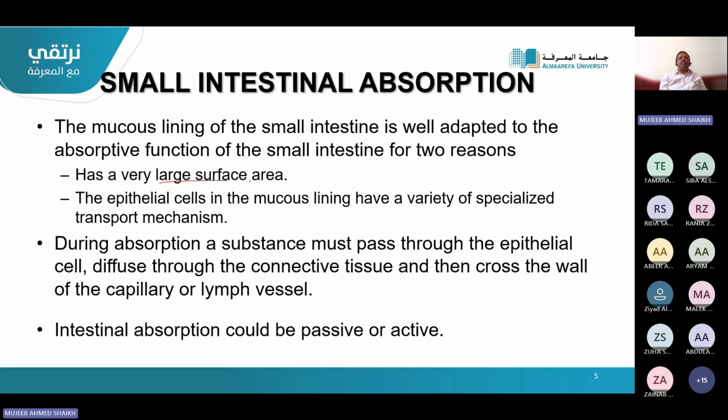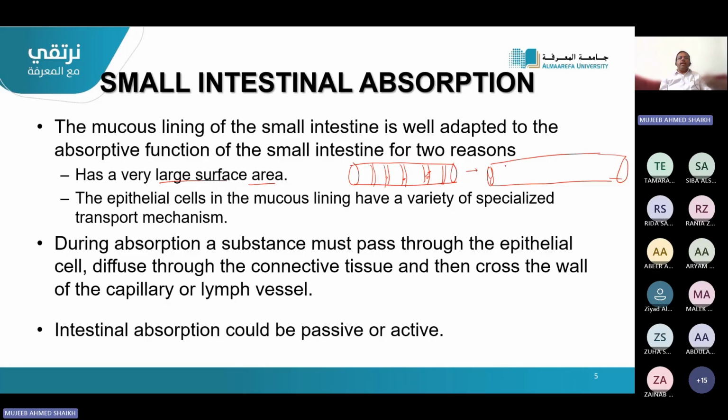How can you explain the large surface area? If you cut the small intestine and open it, the first thing you will observe in the dissection room is that there are circular folds. The area is not smooth. Folds are present in the mucous membrane. If you stretch all these folds, the size will become very big. This is how the surface area is increasing. If you unfold them, the size will become almost double.